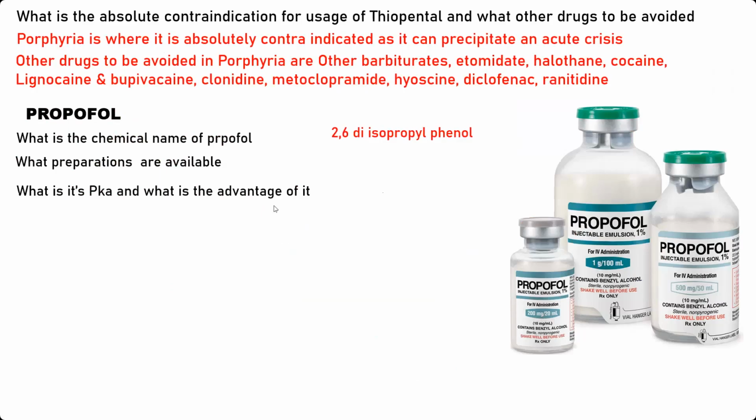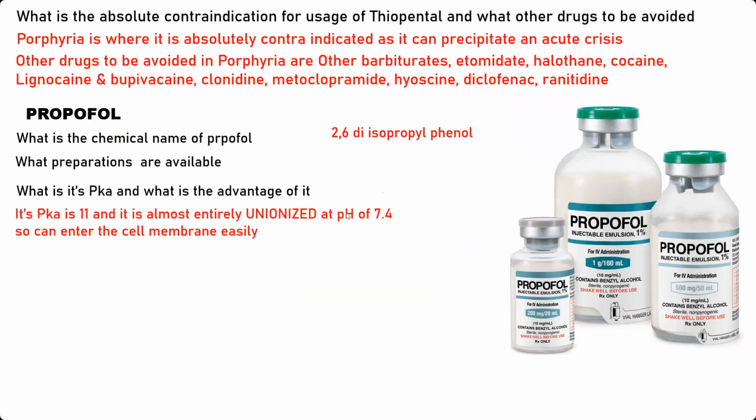What is the pKa and what is the advantage of it? The pKa is around 11, so it is almost entirely unionized at 7.4, and so it can enter cell membranes easily. That is the advantage. What do you mean by unionized? Without any electrical charge. Yes. Okay, so only unionized drugs can penetrate and enter. Once they become charged, they cannot enter. So this drug remains unionized at this pH, and so it is able to penetrate. Why is it marketed as an emulsion?